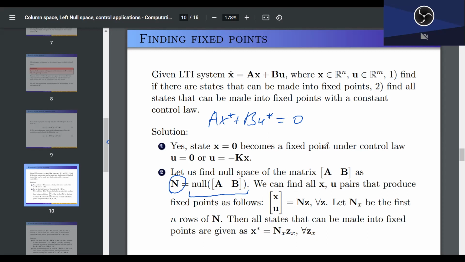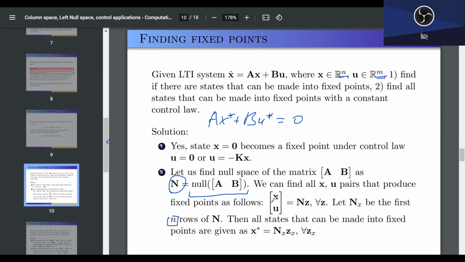Now we want only the space of all fixed points. Well, we slice the first n rows of this null space basis. Remember, the null space of this matrix is going to be n plus m rows high, because the rows of the null space are the columns of the original matrix.